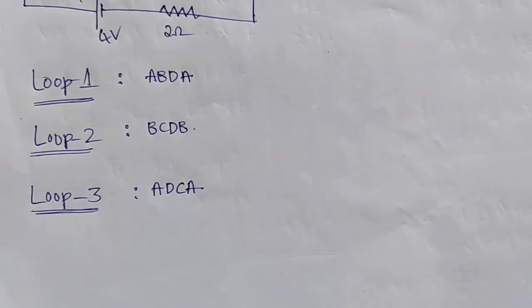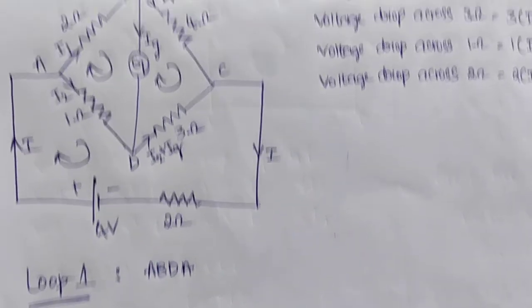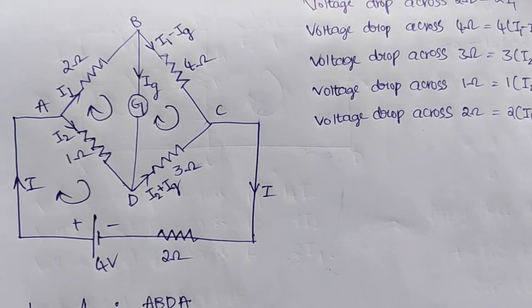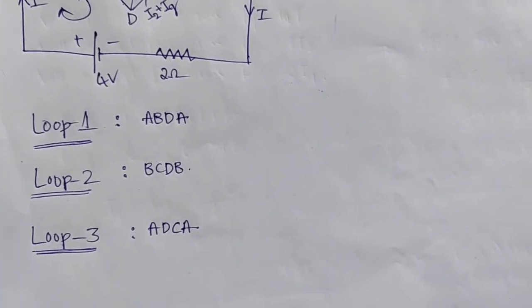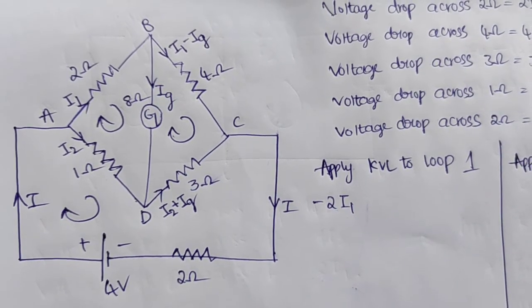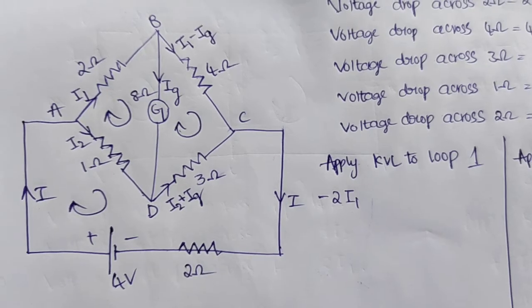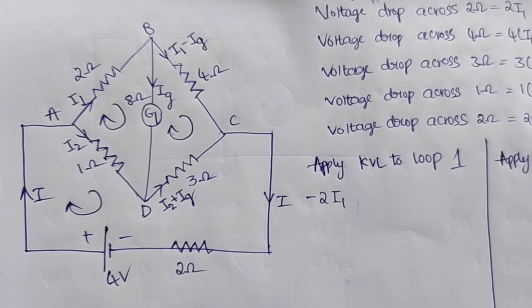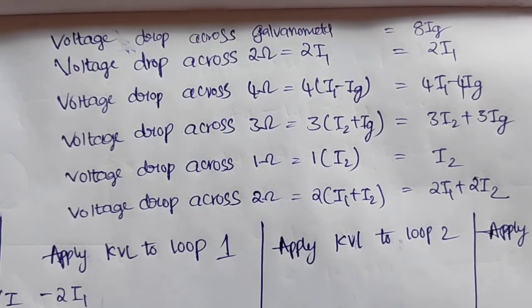Solving all 3 loop equations by Kirchhoff voltage law, considering the current direction and movement direction, as per the circuit diagram we get the voltage drop across the galvanometer. The galvanometer has some resistance, that is 8 ohms. So the voltage drop across the galvanometer is Ig into 8, that means 8Ig.